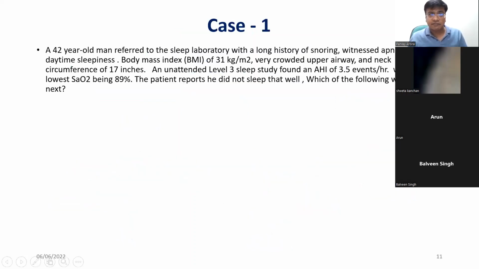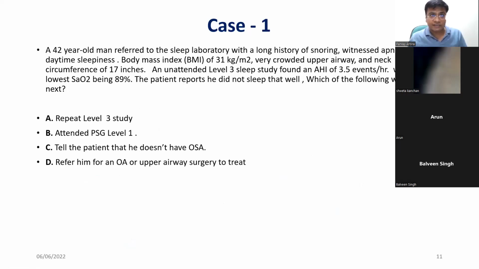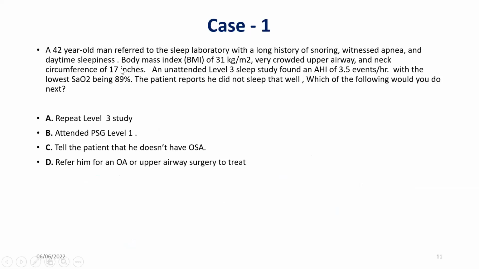So what I will do is I have put 5 cases, and since it's a very small group anyway, we'll discuss which level is used for each particular case. This is case 1. A 42-year-old man referred to the sleep laboratory with a long history of snoring, witnessed apneas, and daytime sleepiness. Body mass index is 31 kg per meter squared. So he's obviously obese. Very crowded upper airway. Neck circumference is 17 inches.